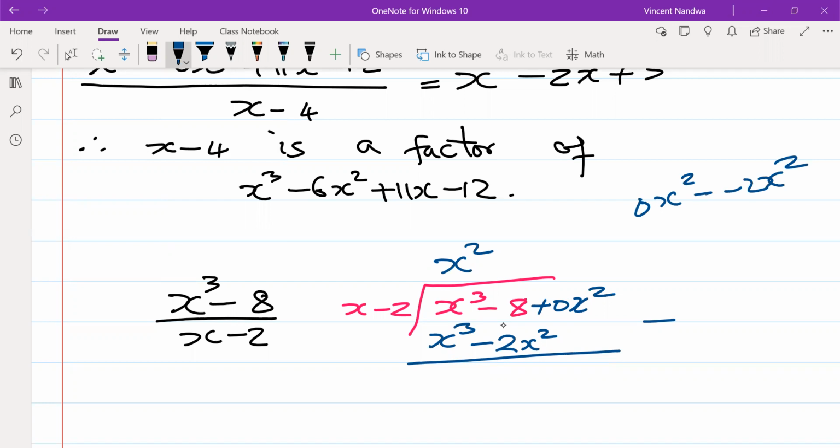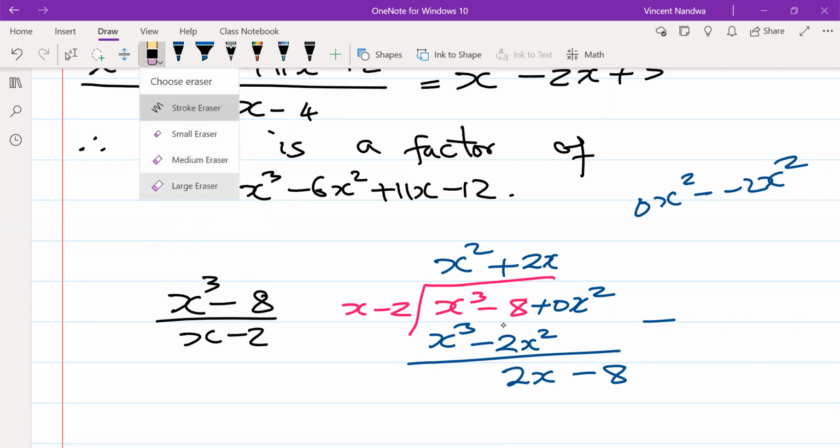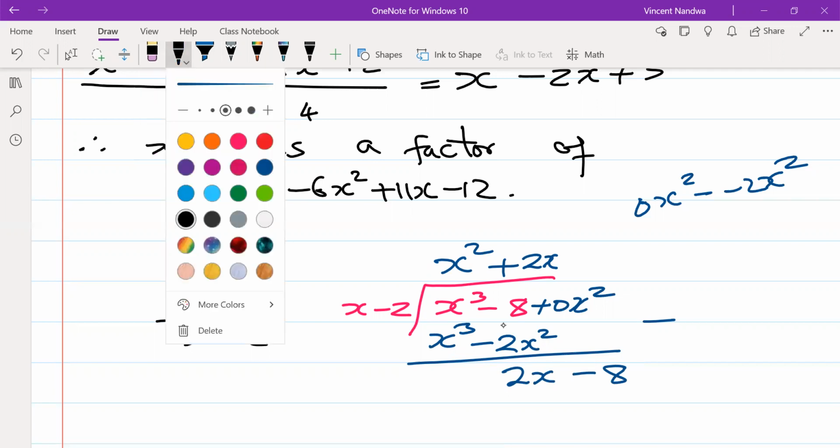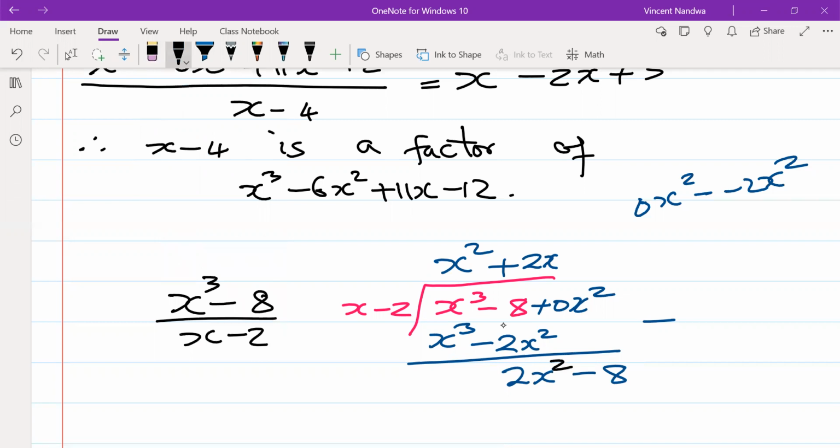Yes, it must be positive. So plus 2x squared, and then minus 8. There's a square here, okay? And then what to multiply by x to get 2x squared is 2x.